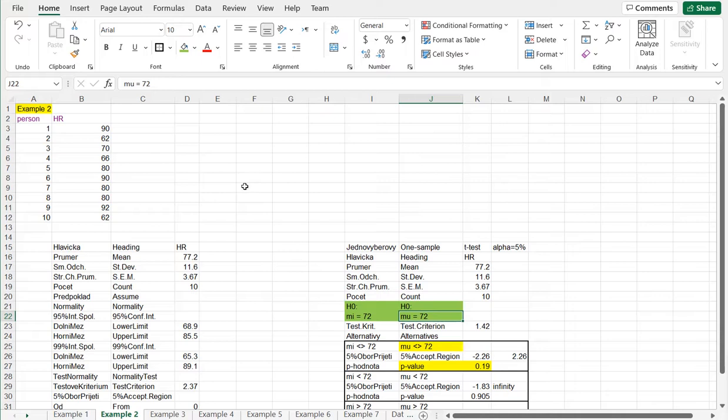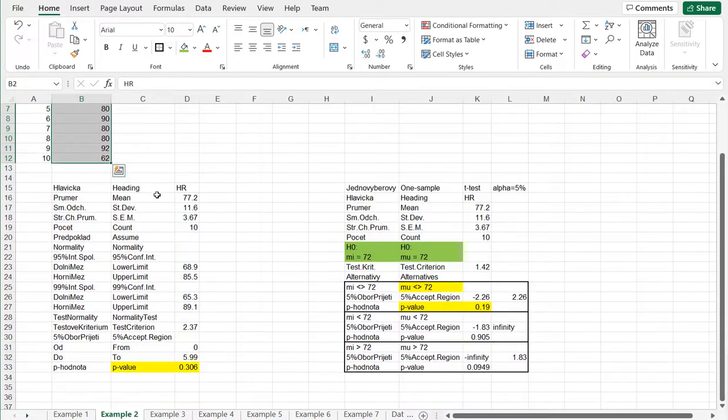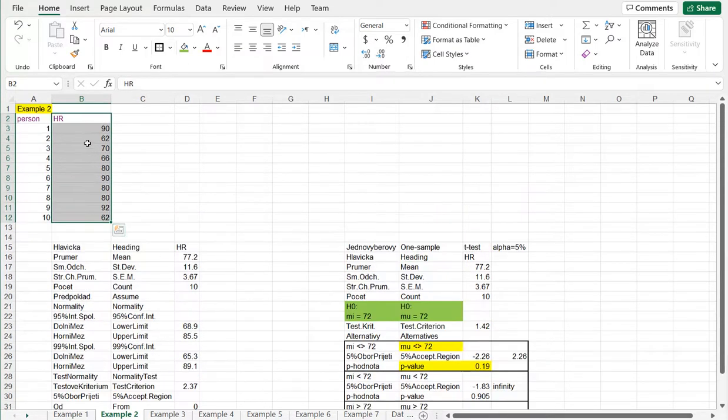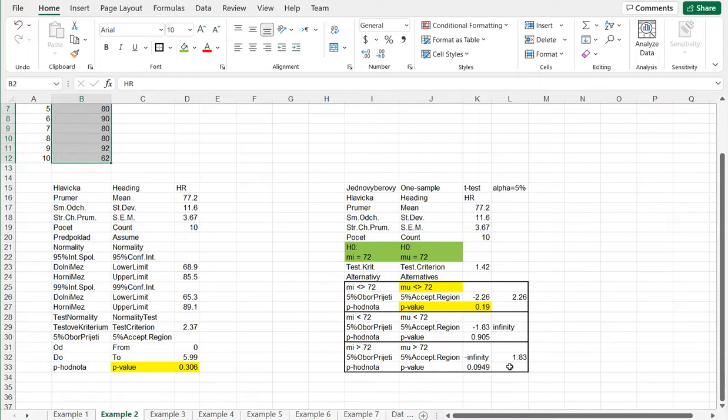Is that okay? If you have any confusions, feel free to slow down, take your time, and look at it again. But it is really, really simple. You just highlight the part and you run the normality test. Then you highlight the part again and run the one sample t-test, and you check which alternative corresponds to your question.